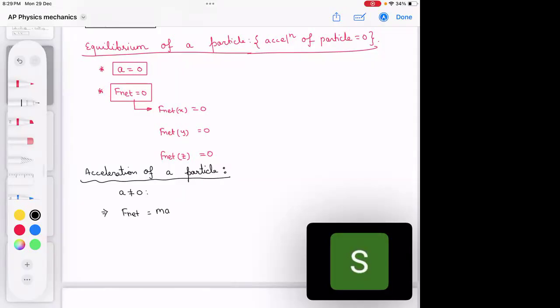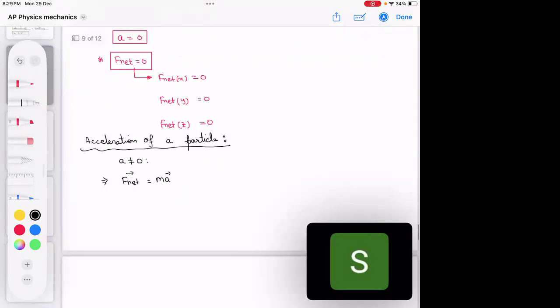Mass into acceleration. Now again, if I do the comparison for net force in the x direction, that gives me mass into acceleration in x direction. If we write net force in y direction, that gives us mass into acceleration in y direction, and net force in z direction gives us what? Mass into acceleration in z direction.